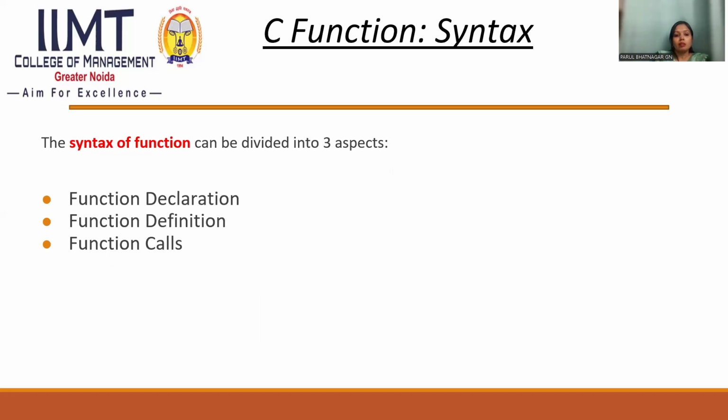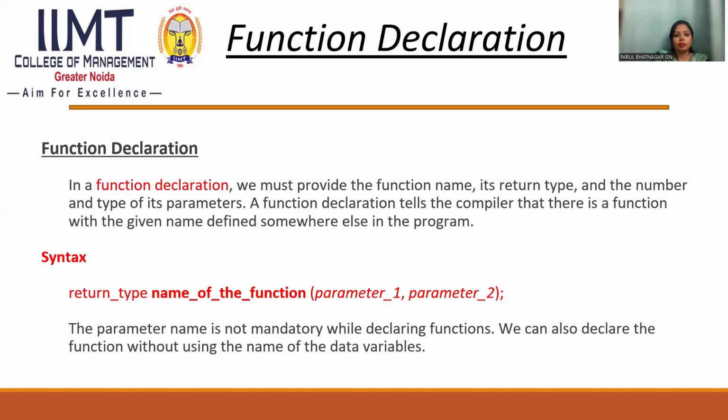The syntax of C function can be divided into three aspects. Number one, function declaration. Number two, function definition. Number three, function call. Number one, function declaration. First, we declare a function.